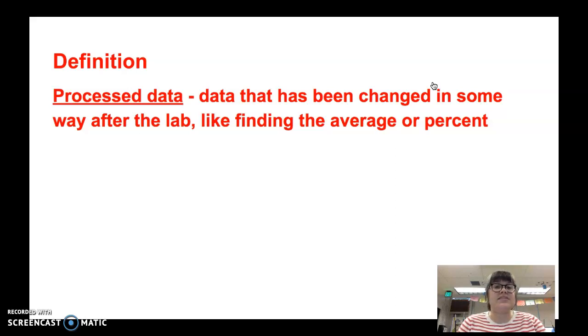Oftentimes we need to process our data because it doesn't make very much sense to us in its raw form. So by calculating the average or calculating percentages, we can find meaning in numbers that wasn't there before. So that's why we process data.